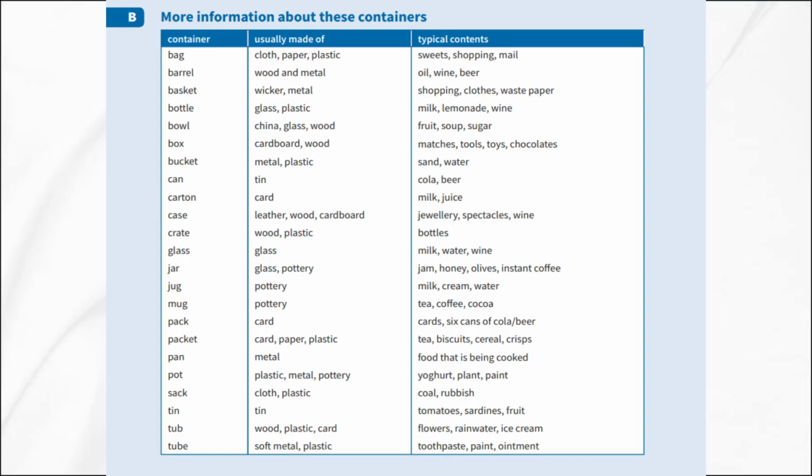More information about these containers. Now, let us look at each container in more detail, what it is usually made of and what it typically contains. Bag, usually made of cloth, paper, or plastic. It typically holds sweets, shopping items, or mail. Barrel, usually made of wood and metal. It typically holds oil, wine, or beer. Basket, usually made of wicker or metal. It typically holds shopping, clothes, or waste paper.